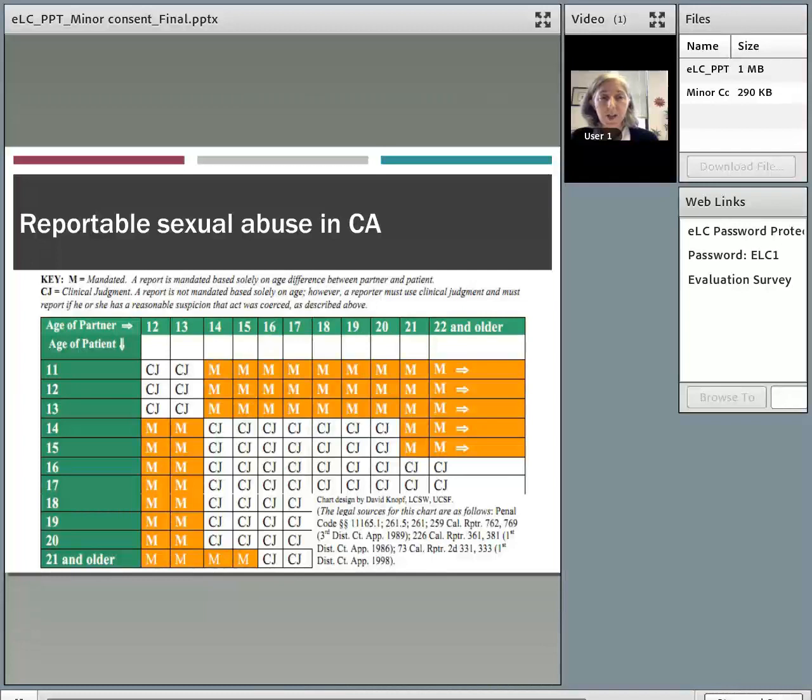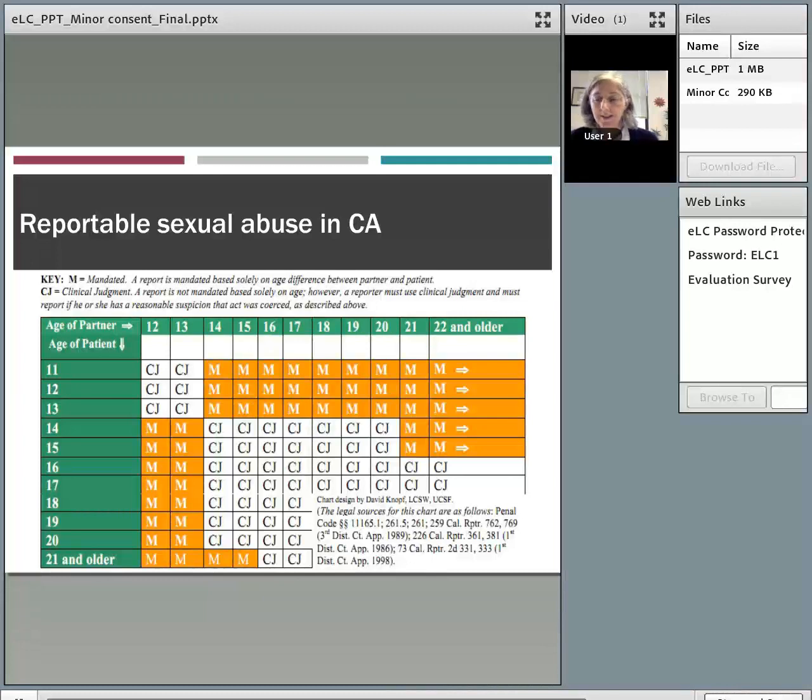And the boxes that are white, where it says CJ, CJ means clinical judgment. So in those situations, you would make a report if you believed that there was any sexual exploitation or non-consensual sex happening, but you are not required to make a report based on age alone. So let's just use two quick examples.